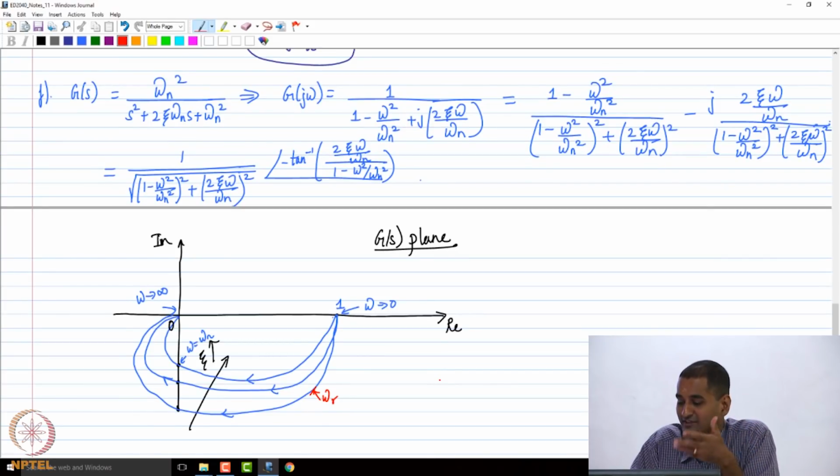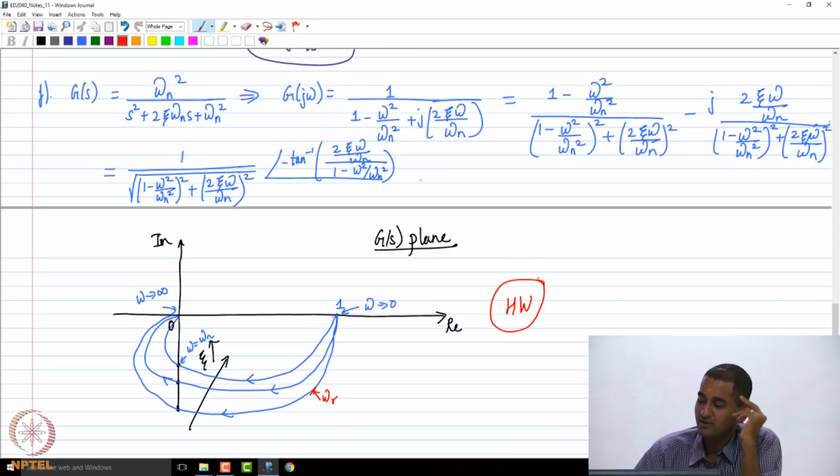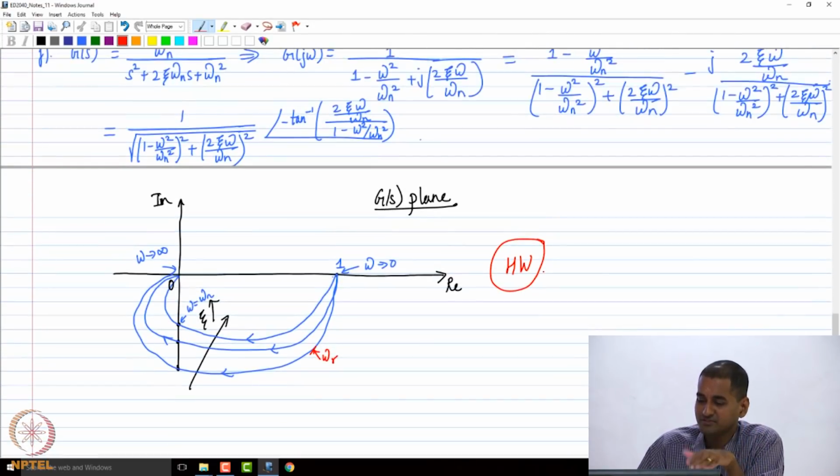So you can also identify resonant frequency from here, right? So please look at the resonant frequency also and account for it. Of course, please remember the resonant frequency holds only when the damping ratio is between 0 and 1 by root 2. So generating this plot, I leave it as a homework. I have told you the answer.